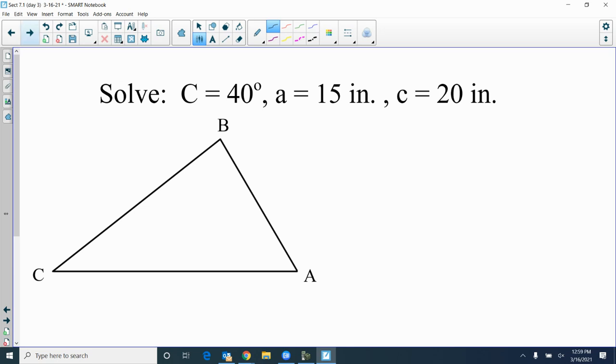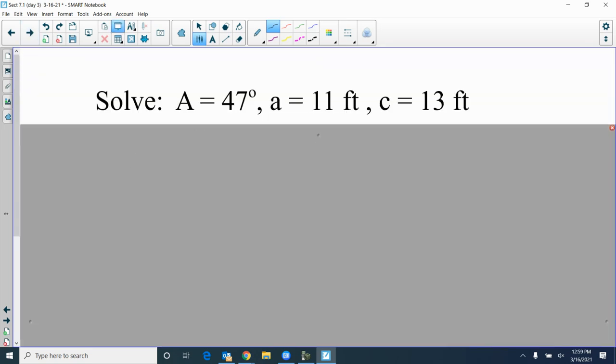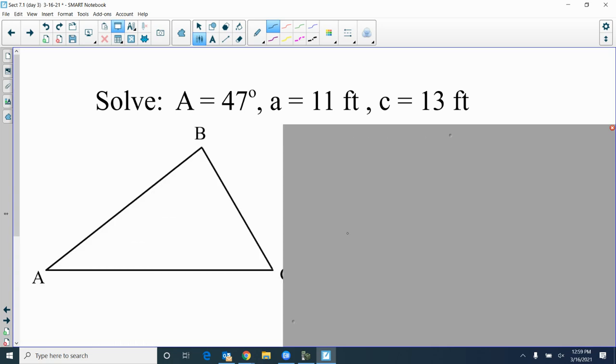Okay, so next one here. All right, I'm going to spoil it. There will be two triangles, of course, but did we copy down at least the information? Yeah. All right, so we got the information down. So A is 47 degrees, side A is 11, side C is 13. All right, so we have that. This is 47. A is 11.